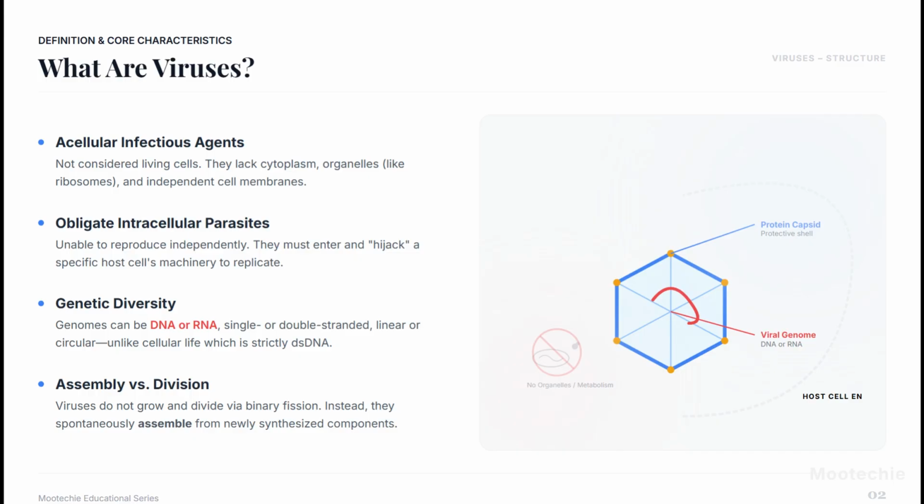The below simple diagram reiterates two core components: the protein capsid, which is the protective shell, and the viral genome, which is the DNA or RNA inside. The footer notes this is part of the Mootechie educational series.